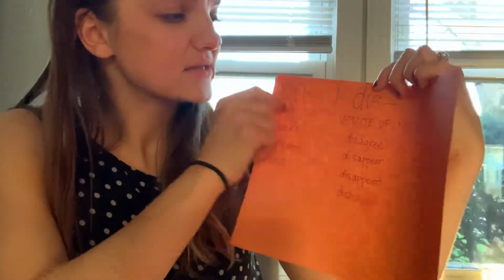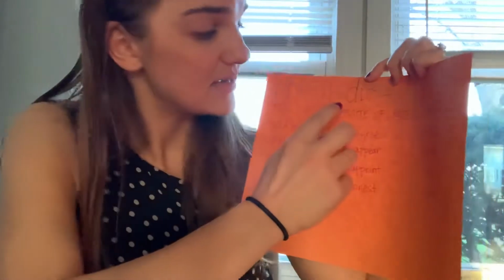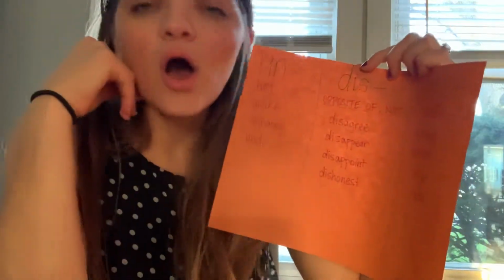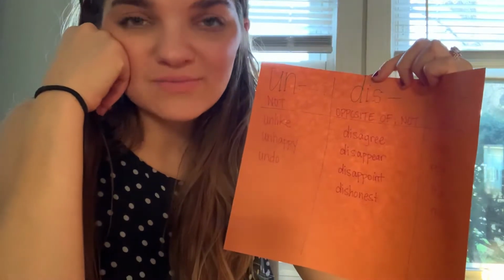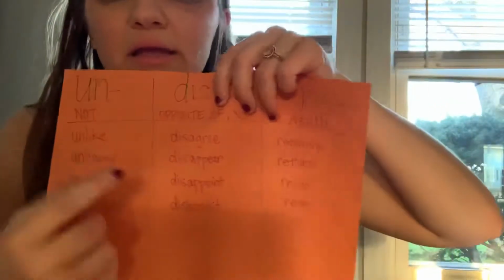Another prefix or another few letters that we put before a word to change what the word means is dis. Now, dis can also mean not. It usually means not, or it means the opposite of something. So, for example, the word disagree. If I disagree with you, I do not agree with you. I think the opposite of you.